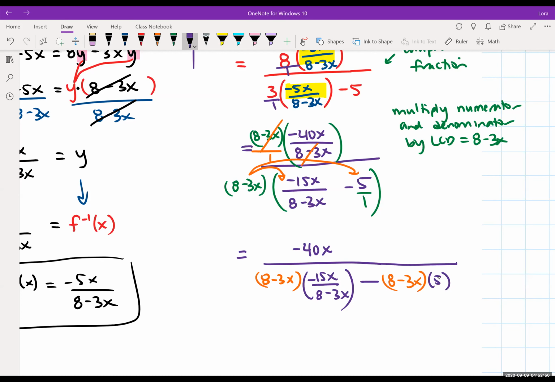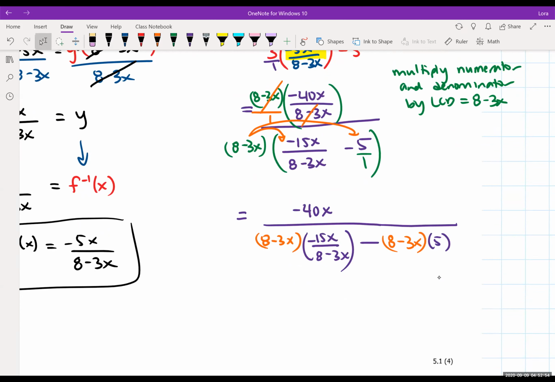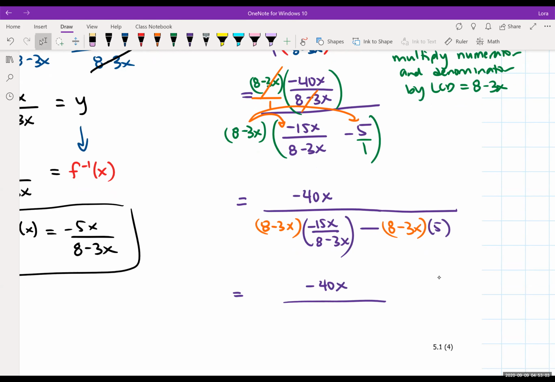I'm taking time to write out this step, mainly because I want you to see what happens to the 8 minus 3x when we multiply it to that fraction in the denominator. So I'm rewriting negative 40x on top. Check out what happens to the 8 minus 3x. Remember that LCD is always written over 1, and then the 8 minus 3x will divide out. So we will just be left with a negative 15x.